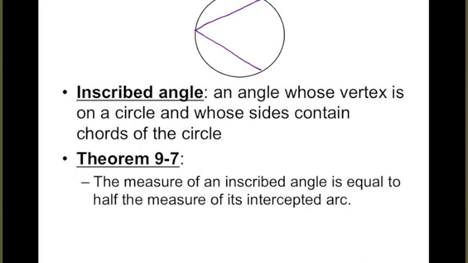Then theorem 9.7 tells us about how big it is. It says the measure of an inscribed angle is equal to half the measure of the intercepted arc. So let's say, for example, that this arc is 120 degrees. That would mean that this angle is then 60 degrees. Okay. So a couple days ago we learned that a central angle, where its vertex is at the center, is the same size as the arc it cuts off. Or an inscribed angle, where its vertex is on the circle, is equal to half.